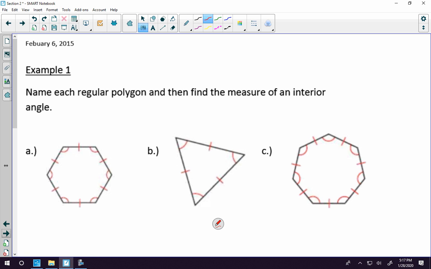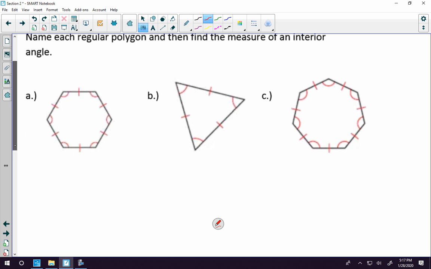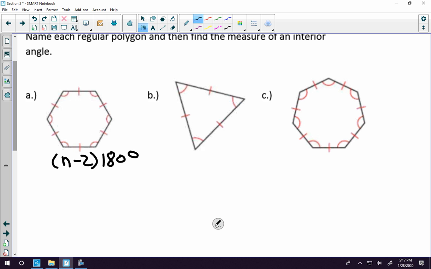In example 1, it says name each regular polygon and then find the measure of an interior angle. So letter A, this is a regular hexagon. And a regular hexagon has 6 sides. So we're going to find the sum of the interior angles by figuring out how many triangles are inside. But if you missed what we just did, we're going to then divide that by the number of sides because it's a regular hexagon and each interior angle has to be the same.